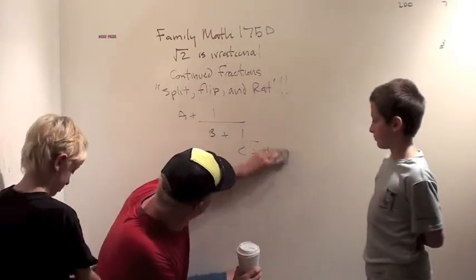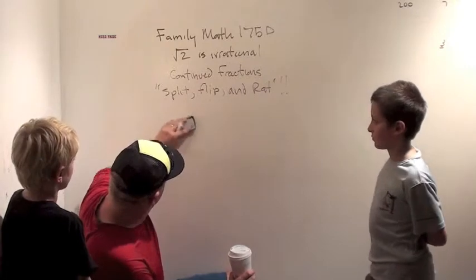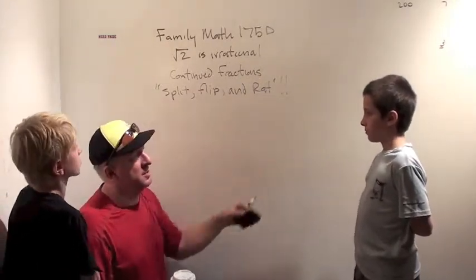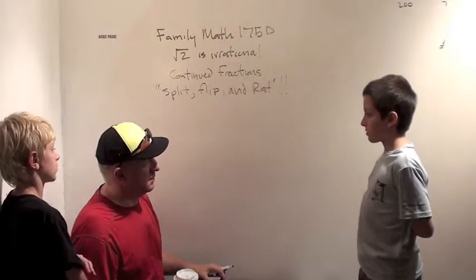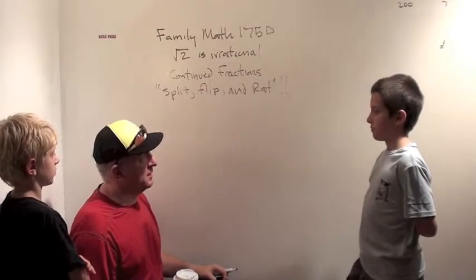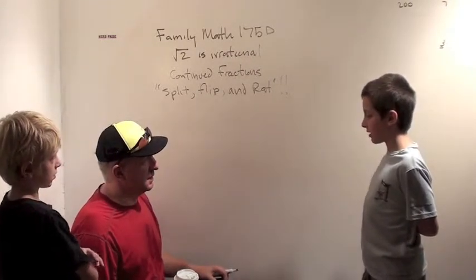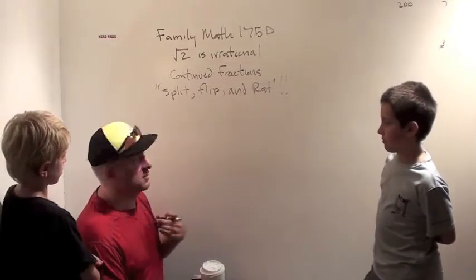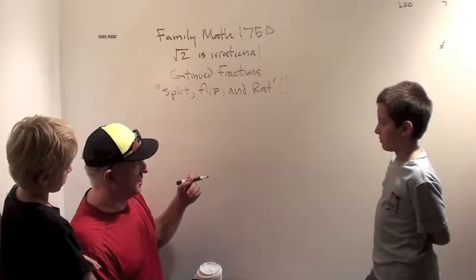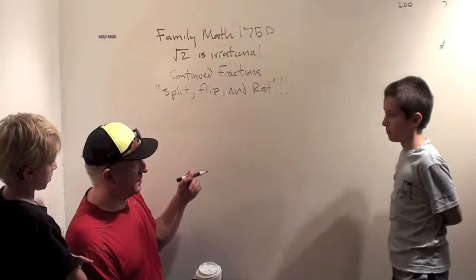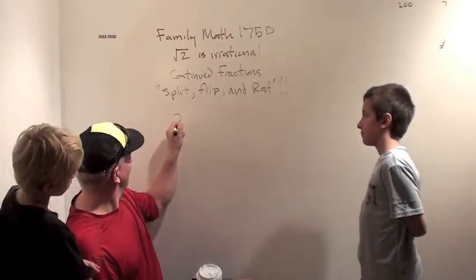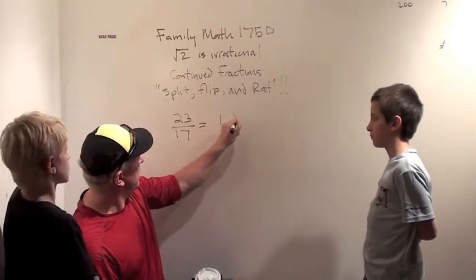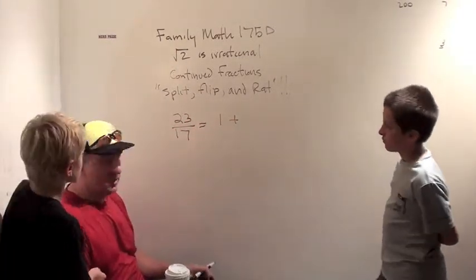So let's look at a simple example. Give me a fraction where the top is bigger than the bottom. You can pick any numbers you want. Okay, let's pick both numbers bigger than 10. I'm going to pick 23 seventeenths. 23 over 17. This is 1 plus how many seventeenths?